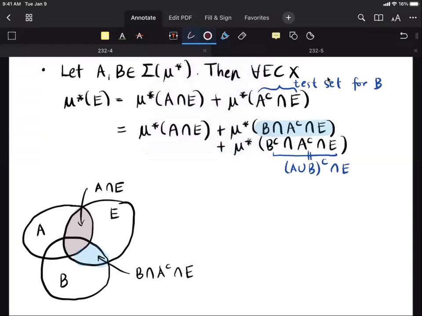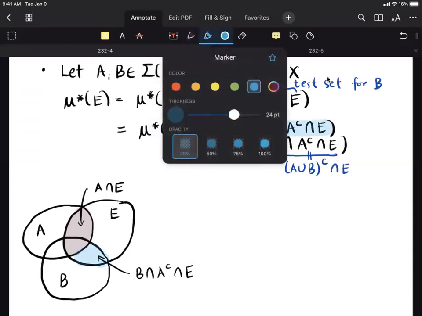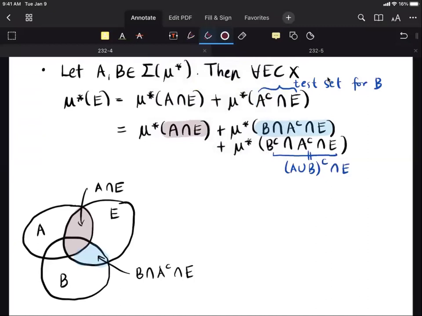And if we take this with the union of A intersection E, you can notice here that the union of these two is, if you take the union of A and B and take the intersection of that with E, that would be the union of the blue and then the red parts. Okay.